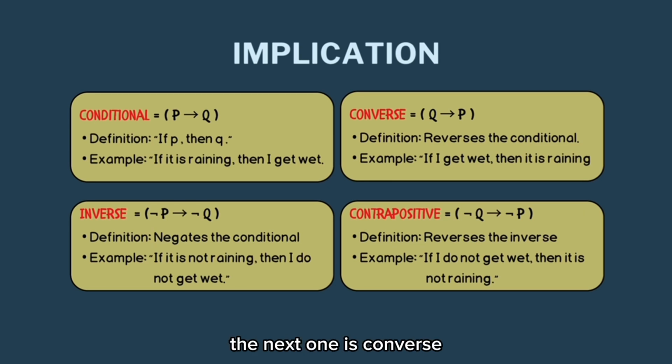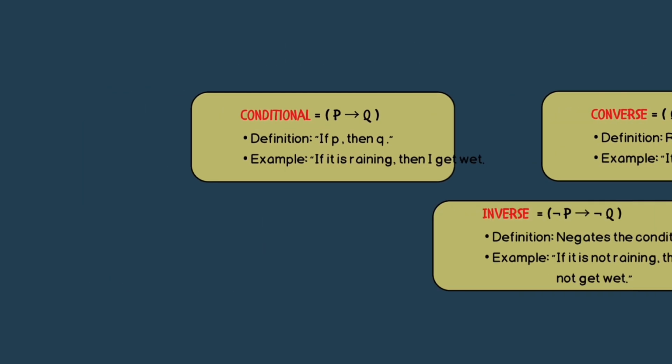The next one is converse. The definition is reverse of the conditional. The example is if I get wet, then it is raining. The next one is inverse. The definition is negates the conditional. The example, if it is not raining, then I do not get wet. The last one is contrapositive. The definition is reverse of the inverse. The example is if I do not get wet, then it is not raining.